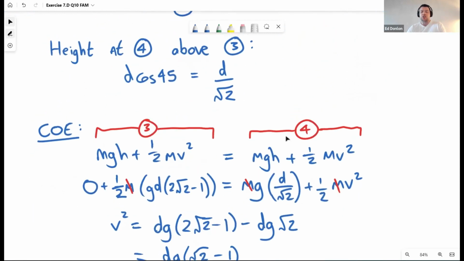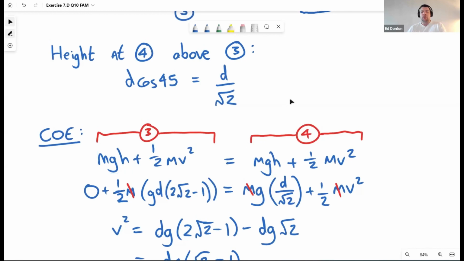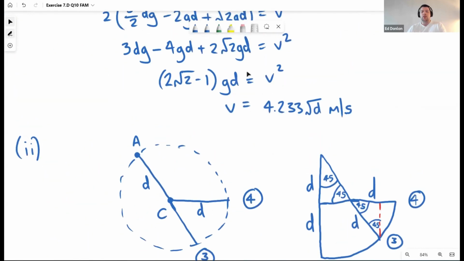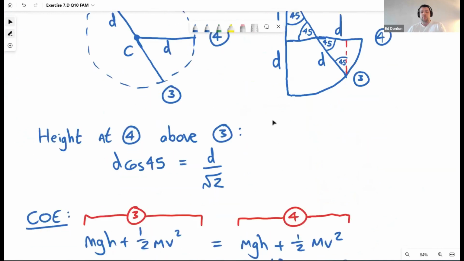So I'm looking at position 3, position 4. Of course, I have 0 for my height, because that's what I'm now considering to be my starting position. For my kinetic energy, I'm going to have half g d (2 root 2 minus 1). And you'll notice here, I could have put in the exact value that I found for v from part 1, but it actually makes my life easier if I just use this value here, the second last line of part 1, for v squared.